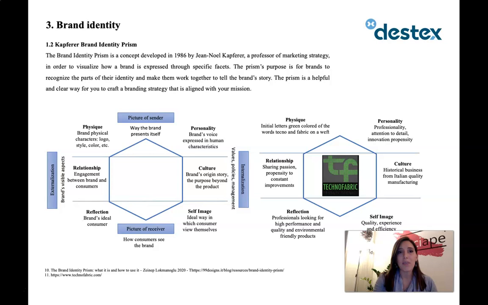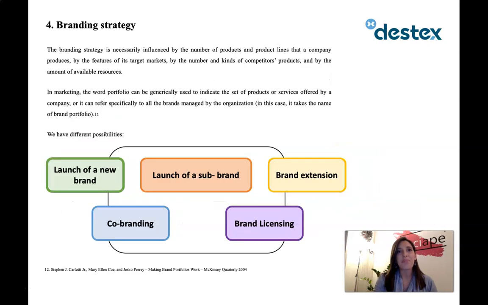expressed through specific facets to tell its story, specifically the way the brand presents itself, how consumers see the brand's visible aspects, and its values policy. A practical example is proposed here for the Italian brand Texon Fabric. The branding strategy can assume different forms, considering the main aspects of the product's composition, the competitors, the market, and the available resources. We can have different possibilities: launch of a new brand or sub-brand, brand extension, co-branding, and licensing.